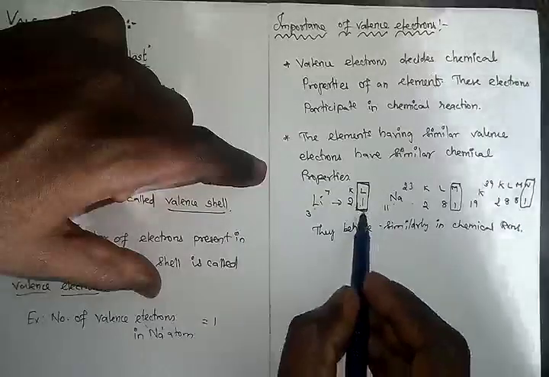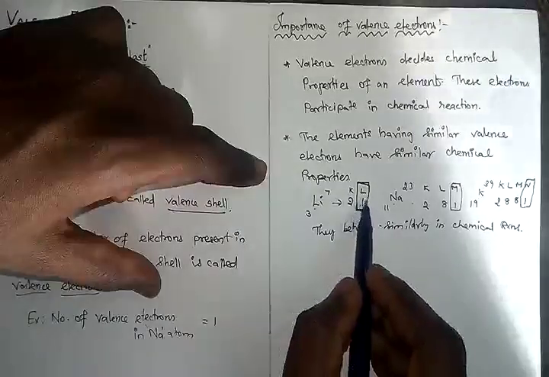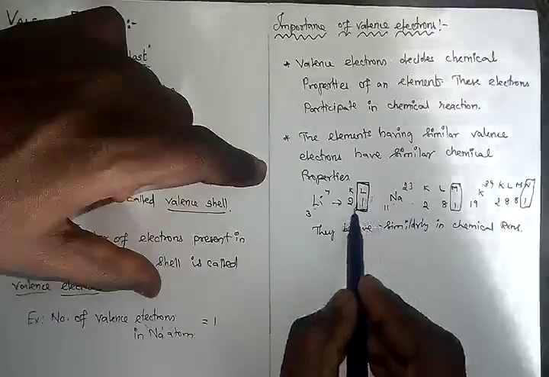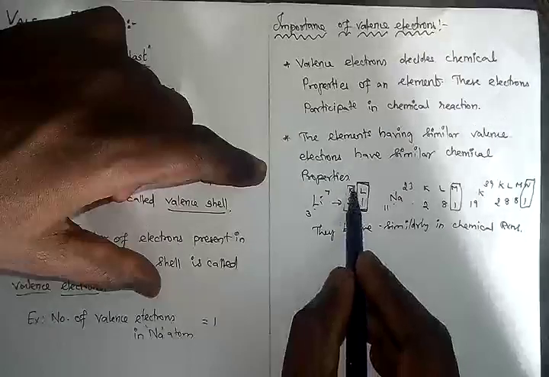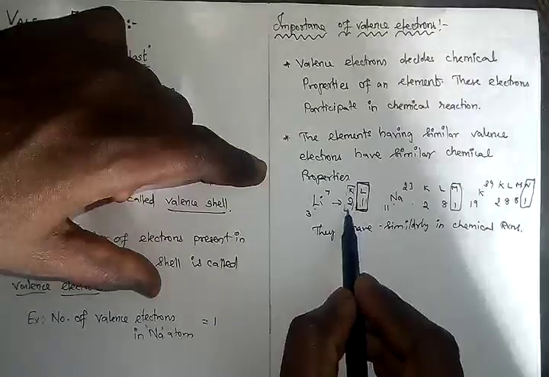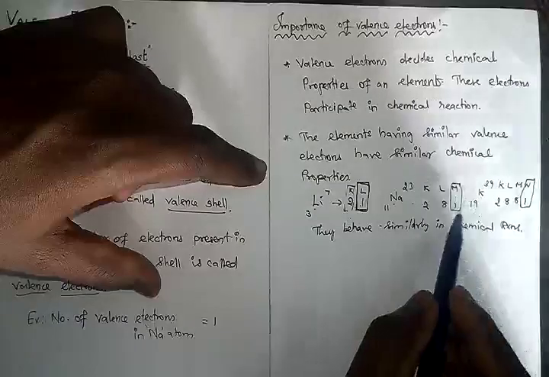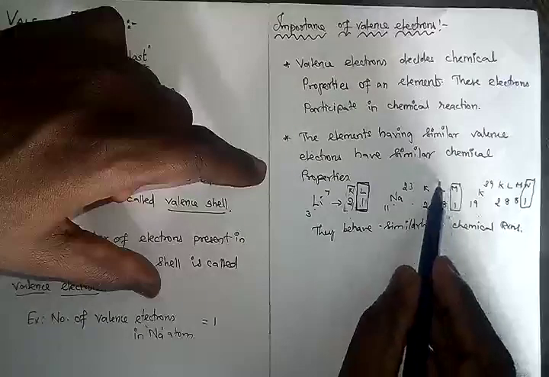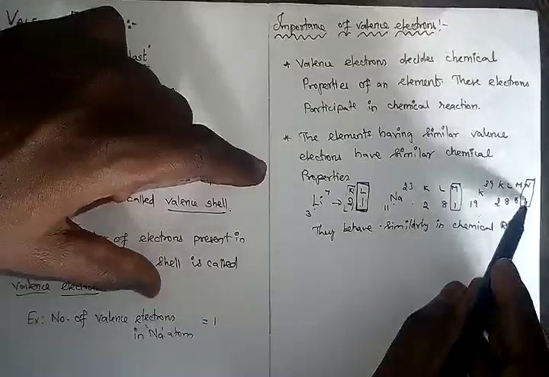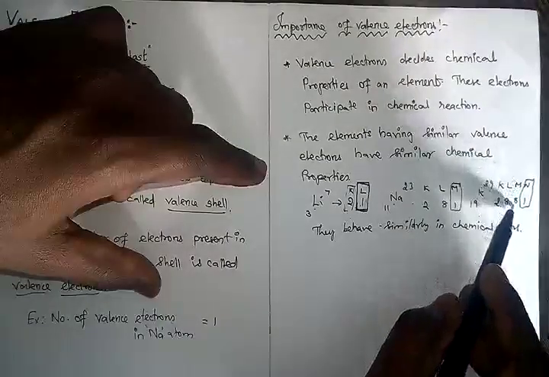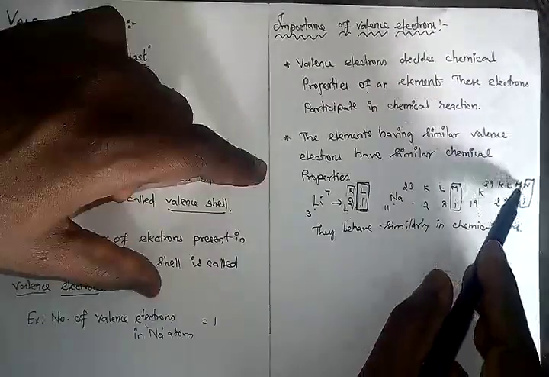So just look at this. When this 1 electron is lost from the last shell, it has a K shell alone. So this is a helium configuration. When this electron is lost, it has 8 electrons. It is a more stable configuration. When this electron is lost, again it is a more stable electronic configuration.